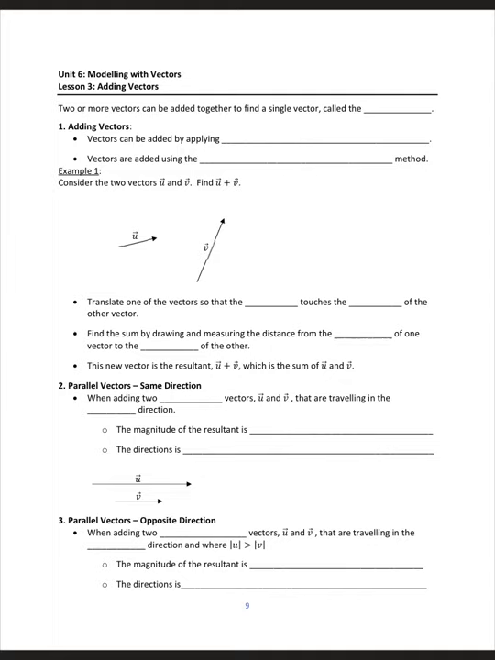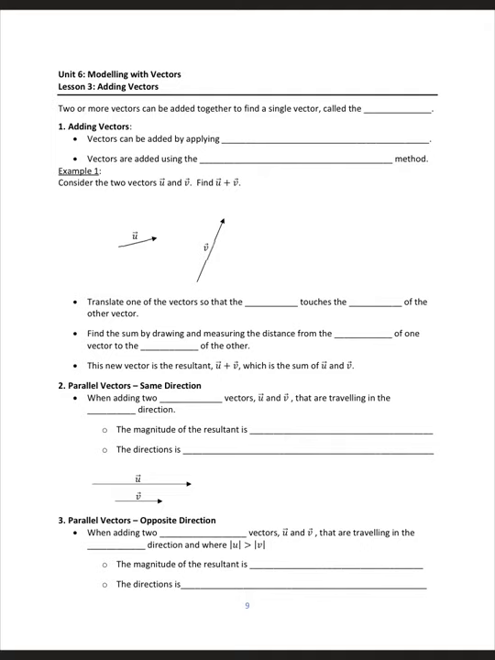Good morning, everyone. Today we're doing Unit 6, Lesson 3, Adding Vectors. So we're going to continue exploring vectors today. Over the next 2 days, we're going to look at what it looks like if we try to add two vectors together to ultimately get that resultant vector that we were looking at yesterday, or if we are going to subtract one vector from another to, again, get that resultant vector.